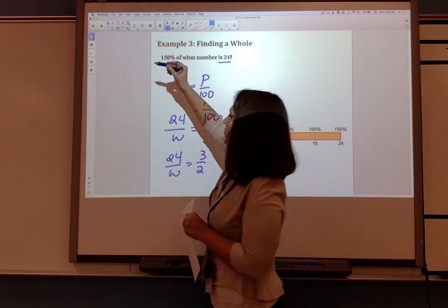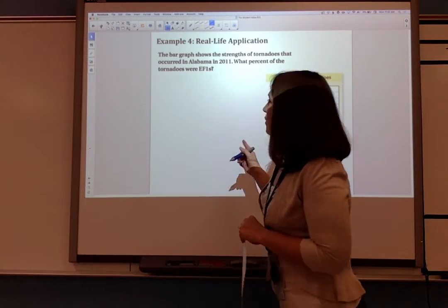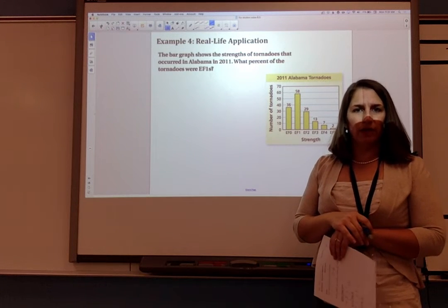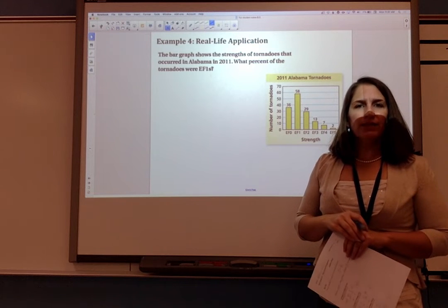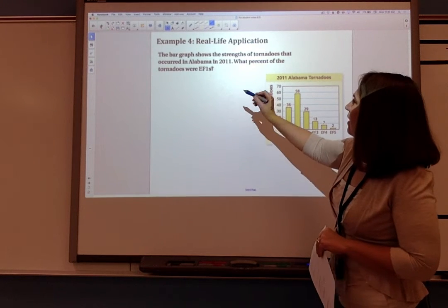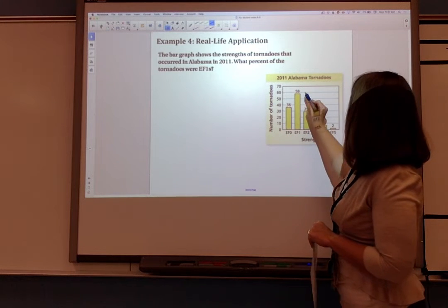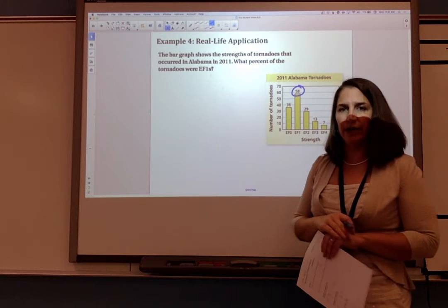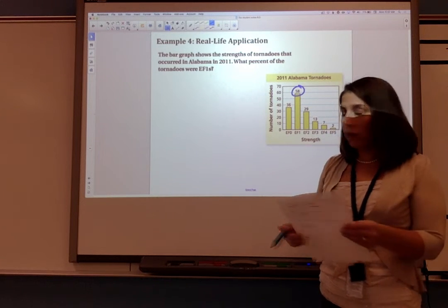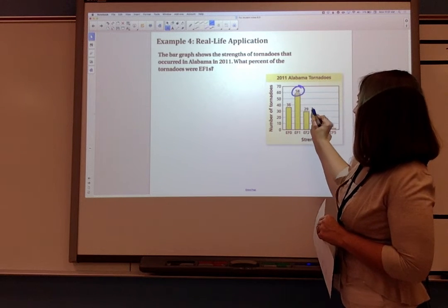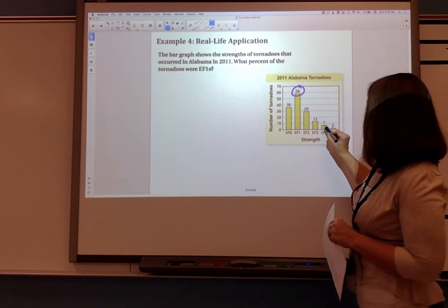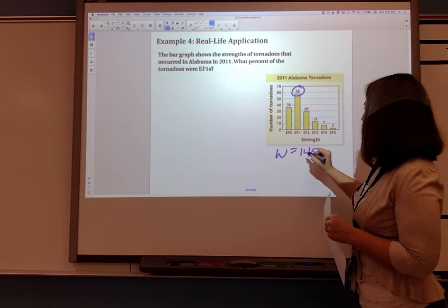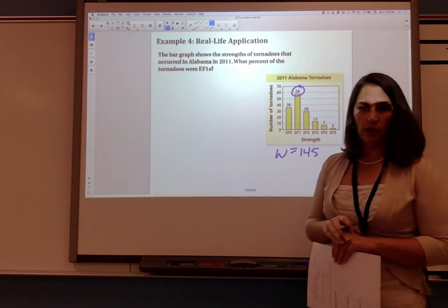All right, let's look at one more example. Here we have this bar graph that shows the strengths of tornadoes that occurred in Alabama during the year 2011. What percent of the tornadoes were EF1s? So we could see there were 58 tornadoes that were in that particular category. So that would be the part. For the whole, we need to add up 36 plus 58 plus 29 plus 13 plus 7 plus 2. And when we add those up, we get 145. That's the total number of tornadoes that were recorded.